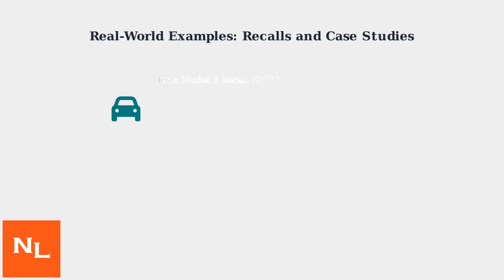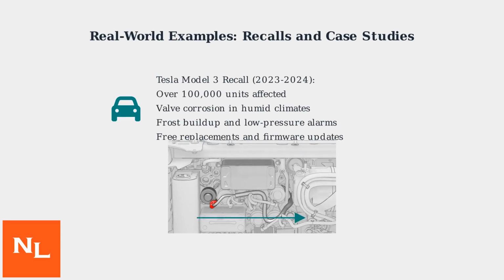Recent real-world examples demonstrate the widespread impact of faulty expansion valves. The Tesla Model 3 recall from 2023 to 2024 affected over 100,000 vehicles, where valve corrosion in humid climates led to air conditioning failures, frost buildup on evaporator lines, and low-pressure alarms. Diagnosis through Tesla's software identified clogged valves, resulting in free replacements and firmware updates that improved monitoring and saved owners an average of $1,500 in repair costs.